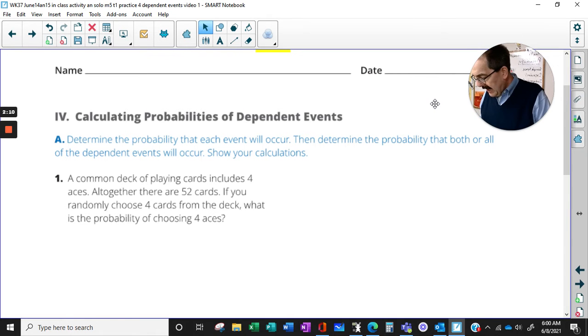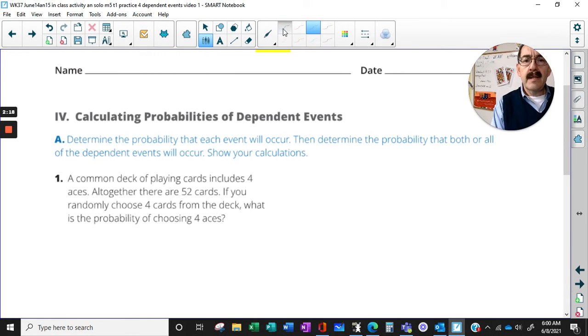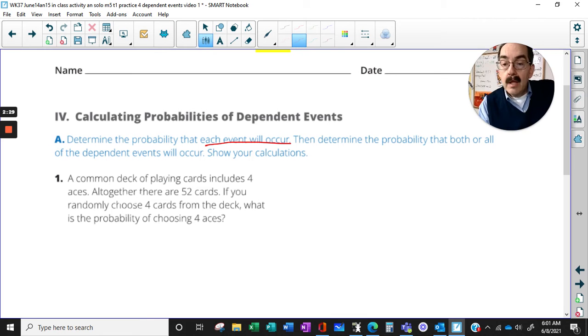All right, so now we'll determine the probability that each event will occur. Okay, well, how many events are there? Serious, how many events are there? Randomly choose 4 cards. Okay, now, formal math. What's the probability of an ace? Ace. What's the probability of an ace?